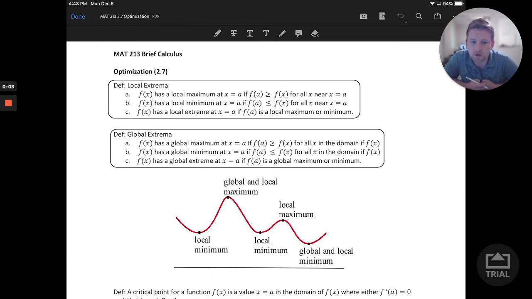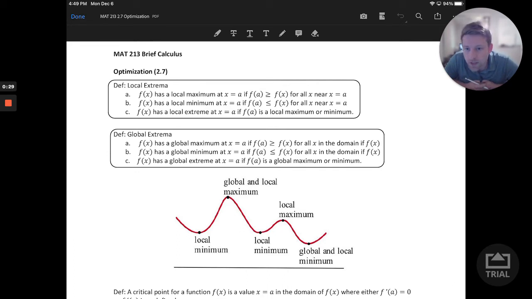Welcome. In this video, we will be taking a look at optimization, introducing what it means to have a global maximum, local maximum, or global or local minimum value. We'll also introduce the first few applications with business, with profit, revenue, and cost.